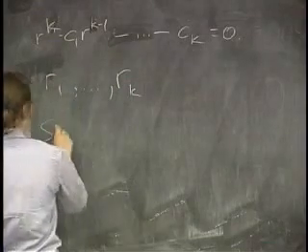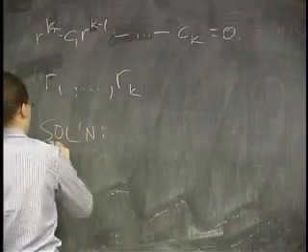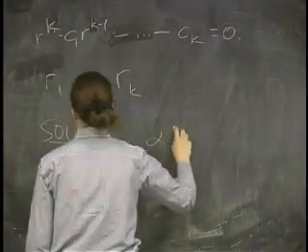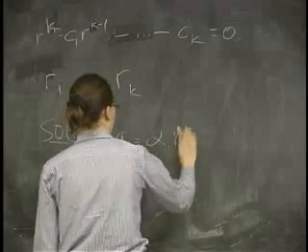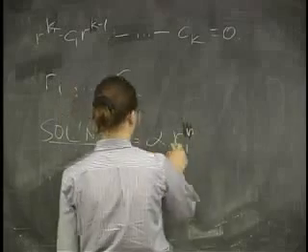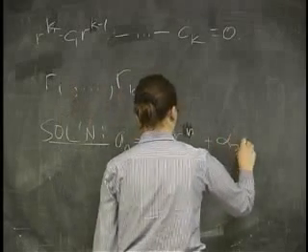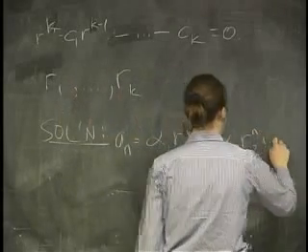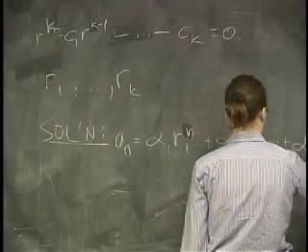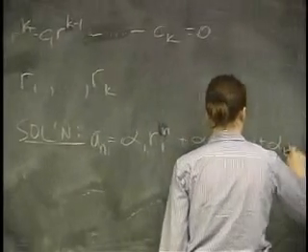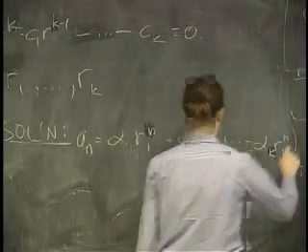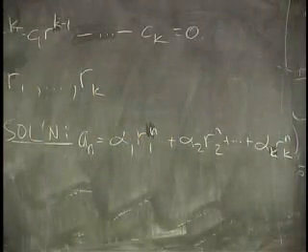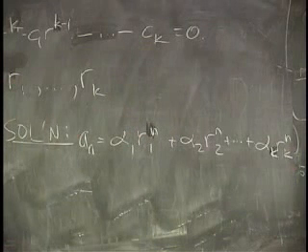In fact, so our solution is alpha 1 r1 to the n plus alpha 2 r2 to the n plus alpha k r k to the n. So what we end up getting is actually a linear combination of these roots.